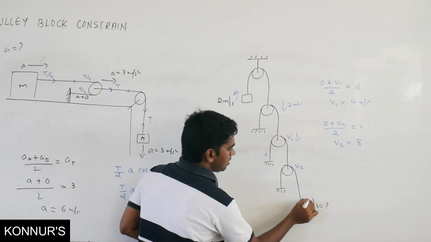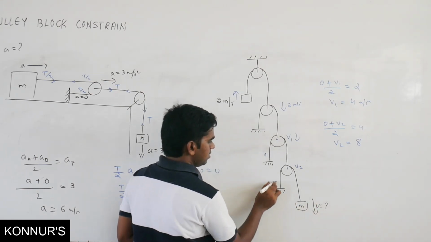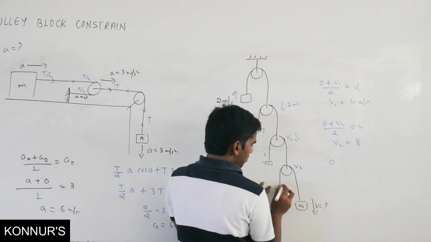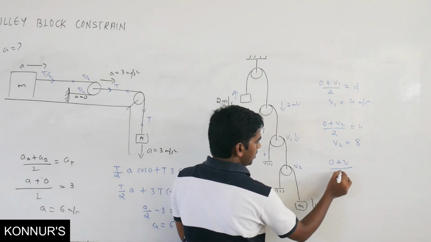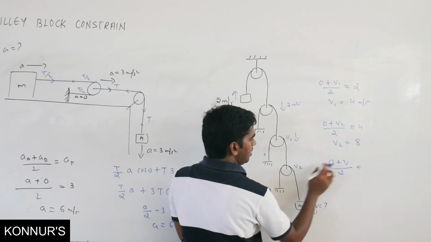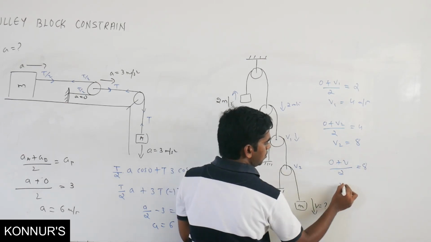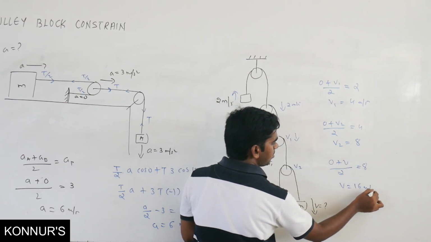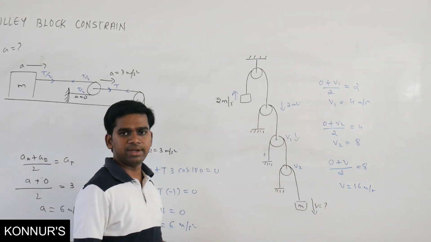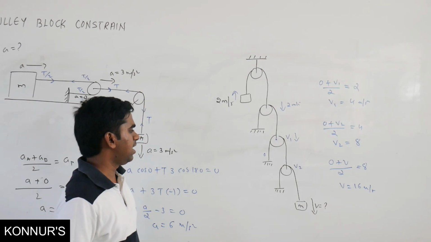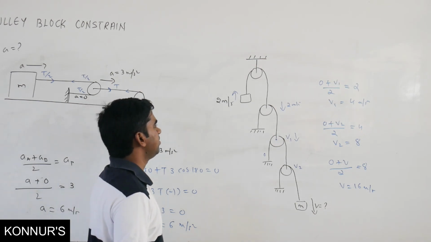Apply it here. Take this as V. This is 0, 0 plus V divided by 2 is equals to V2. V2 is 8. So V will become 16 meter per second. This is how we can get it. If there are so many, it is difficult to get the answer. Instead of that, you can apply the tension method also.